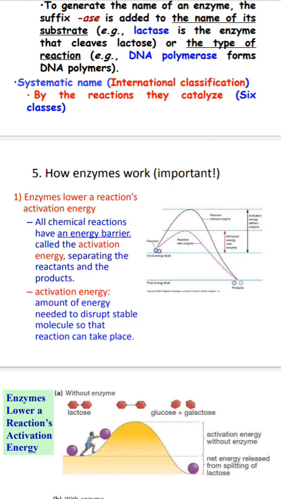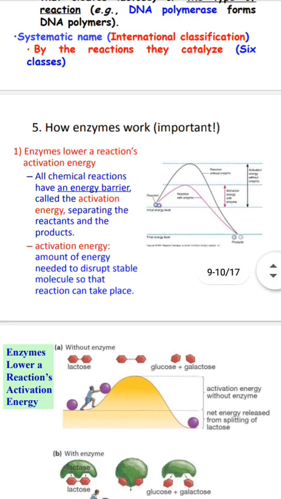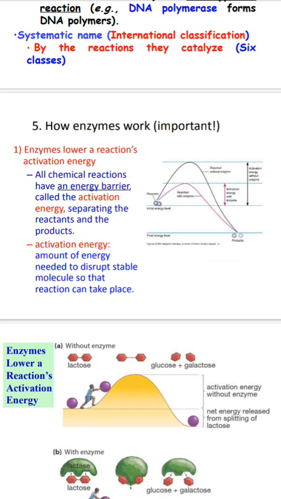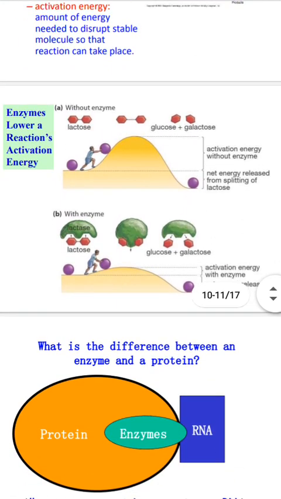All chemical reactions have an energy barrier called activation energy, separating the reactant and product. Activation energy is nothing but the energy that separates reactant and product, right? Now we see how the enzyme lowers the activation energy.